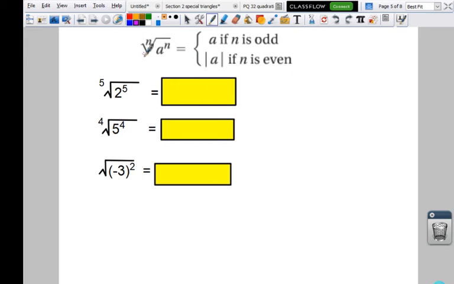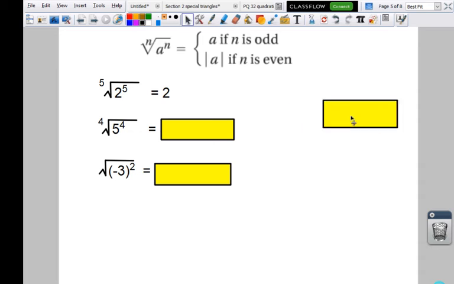So when we look at things with exponents and radicals, they are opposites of each other. They cancel each other out. So when I look at these, I'm going to have one of two things. If your exponent is odd, the answer is whatever the number inside is. For example, the fifth root of 2 to the fifth, because that exponent is odd, is going to be just 2.